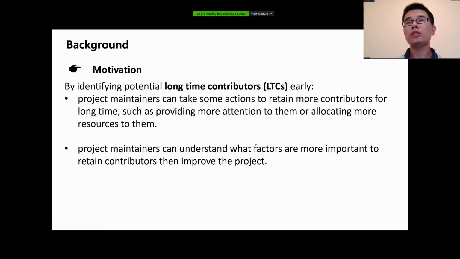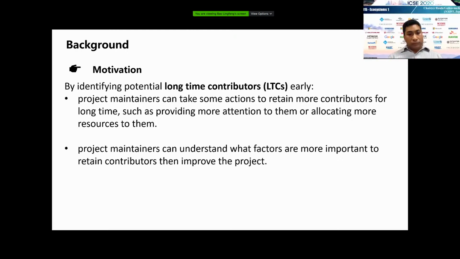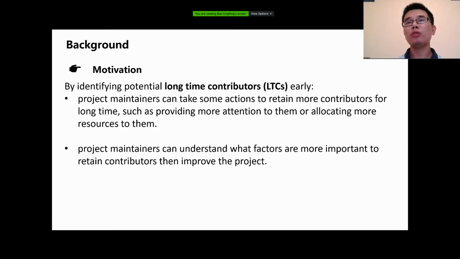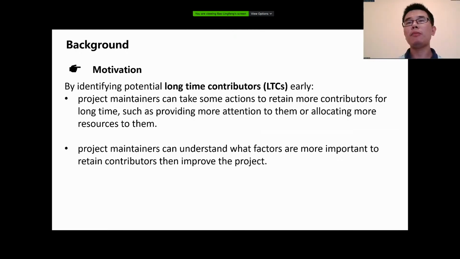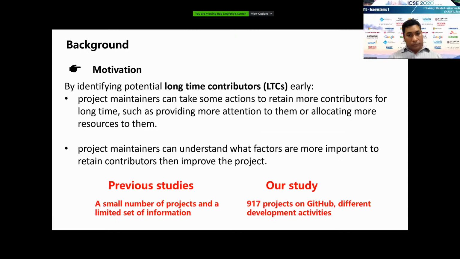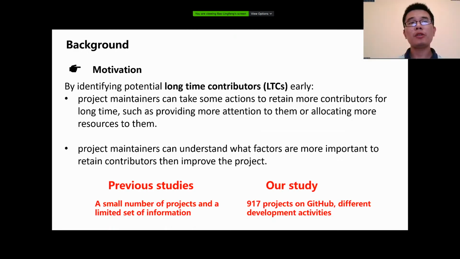The background of our study is that the open source project has many contributors. However, only a small number of them can stay with the project for a long time. So if we can identify potential long-time contributors earlier, there are several benefits. For example, project maintainers can take some action to retain more contributors, and they can also understand what factors are more important. There are few studies on this, but they are based on a small number of projects and a limited set of information.